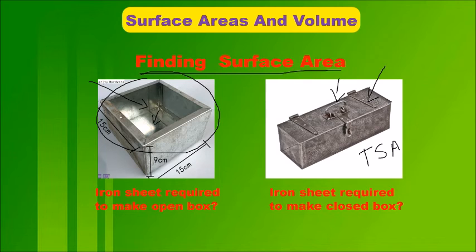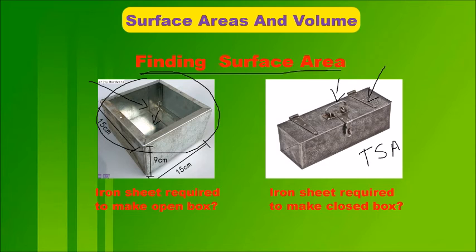Either we have to find out the lateral surface area and area of base, and after that we have to add both, or the second method is that we can find out the total surface area of this box. After that we have to find the area of top, and then we have to subtract the area of top from the total surface area of this box. So we are having two different methods.